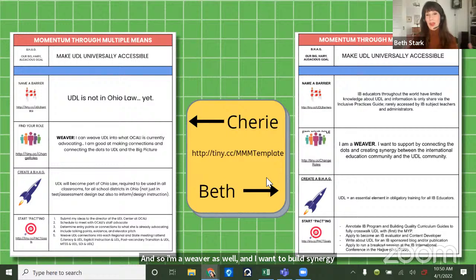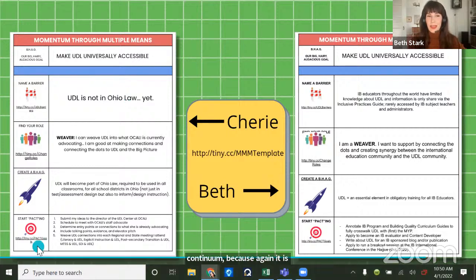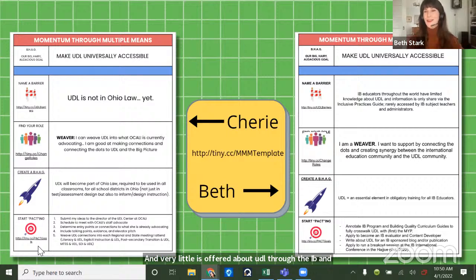And really my goal, my big audacious goal, is to see it be an essential element of training for all teachers in the IB continuum. Because again, it is recognized and supported by the IB, and very little is offered about UDL through the IB. And believe me, there's many things that the IB offers its teachers, and many things are obligatory that we need to learn about. But UDL isn't one of those things, and I want to change that.